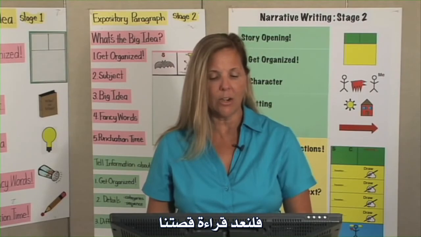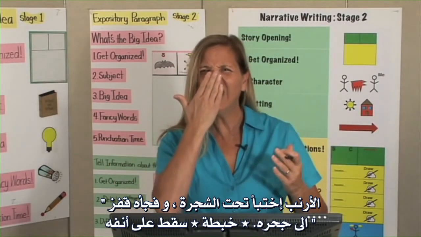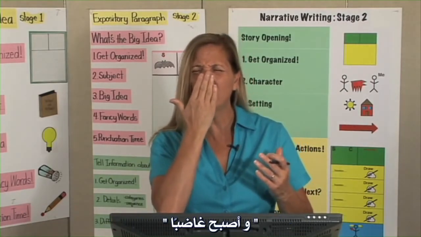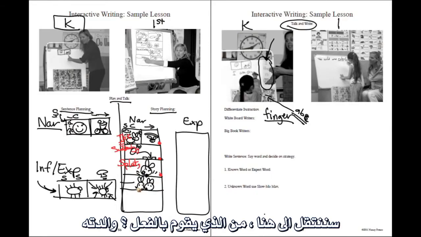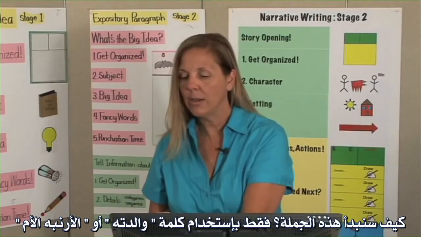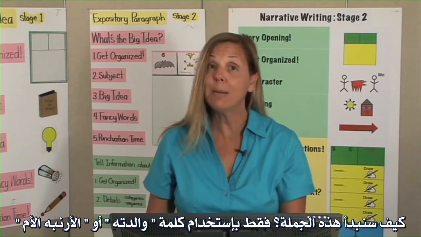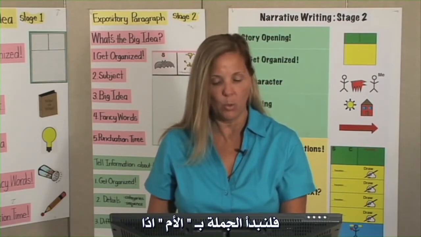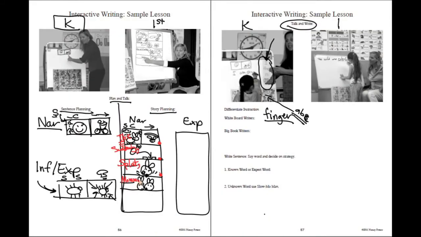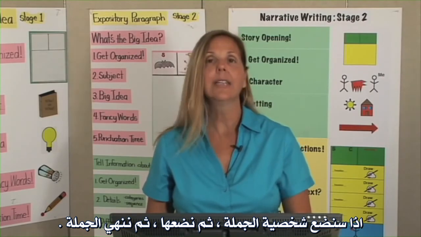We reread our story. The bunny hid under a tree. Suddenly, he jumped in a hole. Splat! He landed on his nose and was mad. We go over here. Who's doing the action? His mother. His mother came up and gave him a kiss. How do we start that sentence? Just with the word his. Or, Mommy Bunny gave him a kiss and he felt better. Ooh, let's start that with Mommy. So we start our sentence off and then we say it and we put our period.